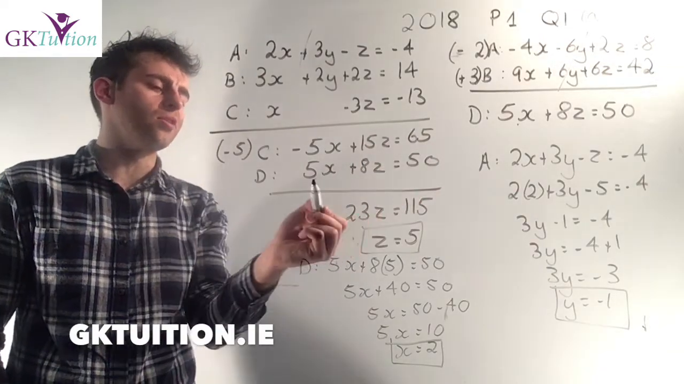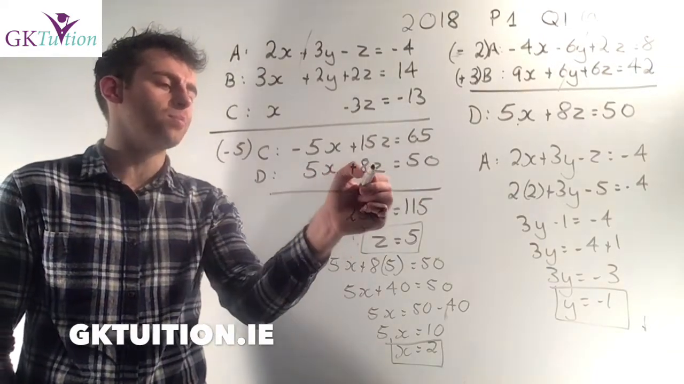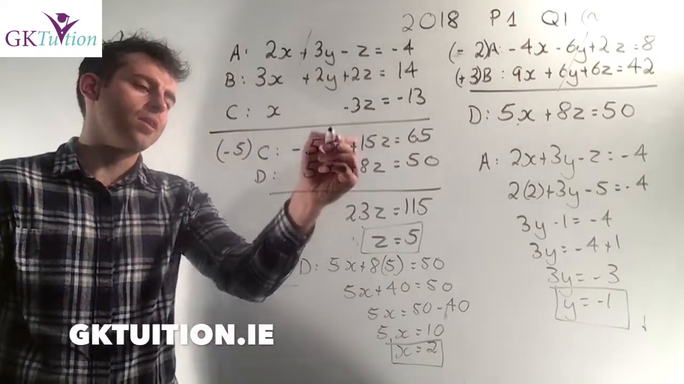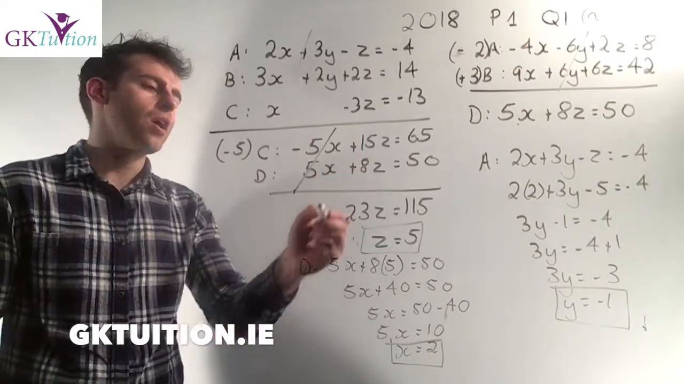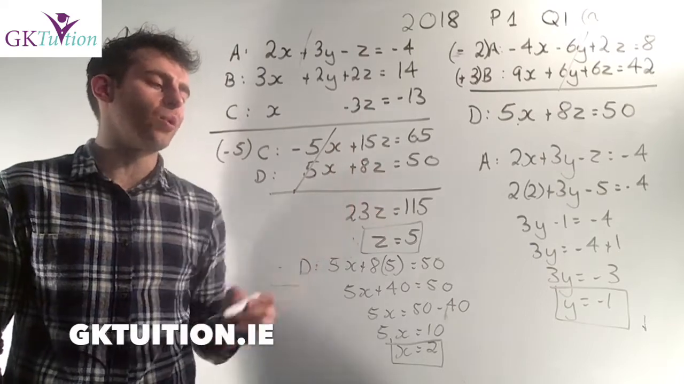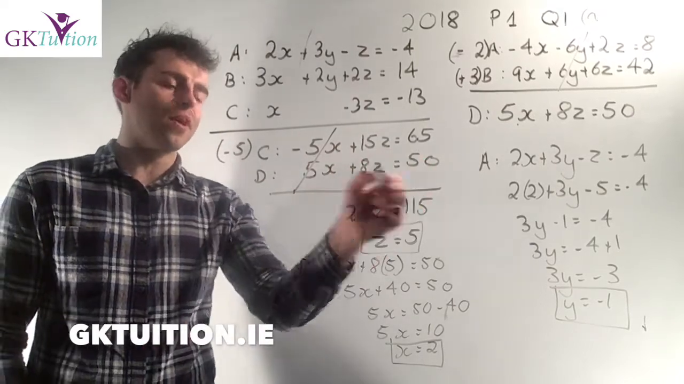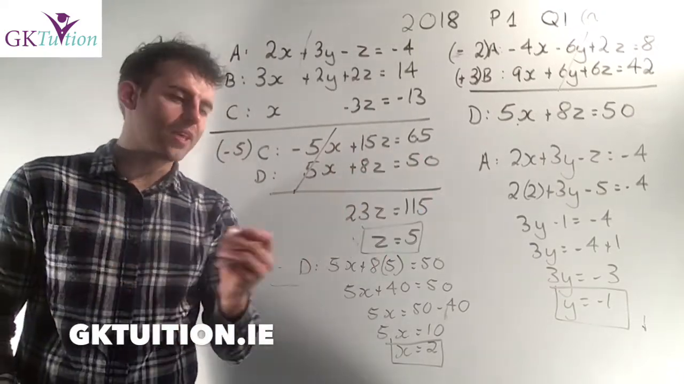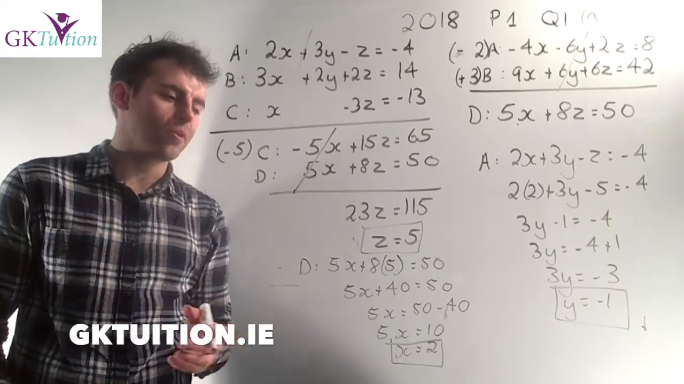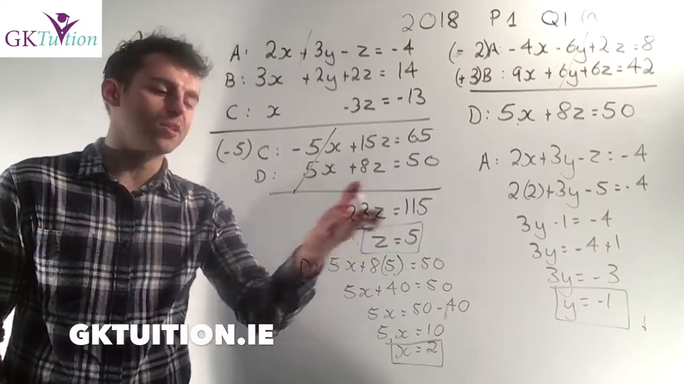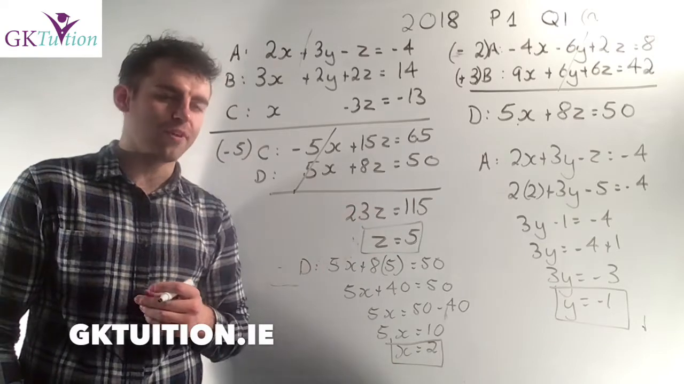Just write equation D underneath it. It's 5x plus 8z equals 50. In this case, my x's cancel each other out, and 15z plus 8z is 23z. 50 plus 65 is 115. Now to get z on its own there, you just divide both sides by 23, and you get z is equal to 5.